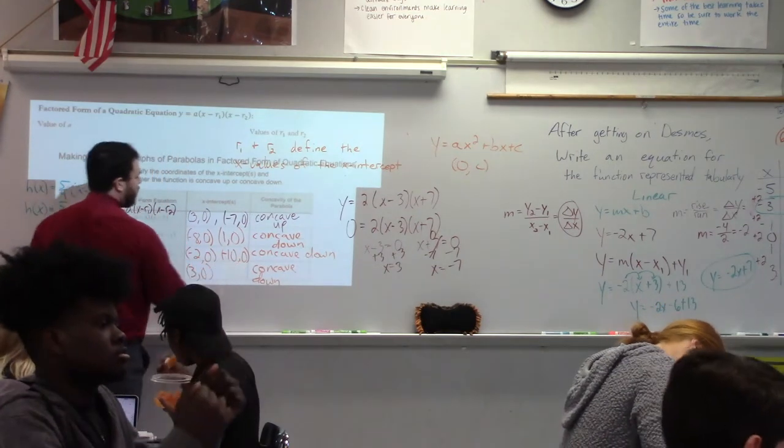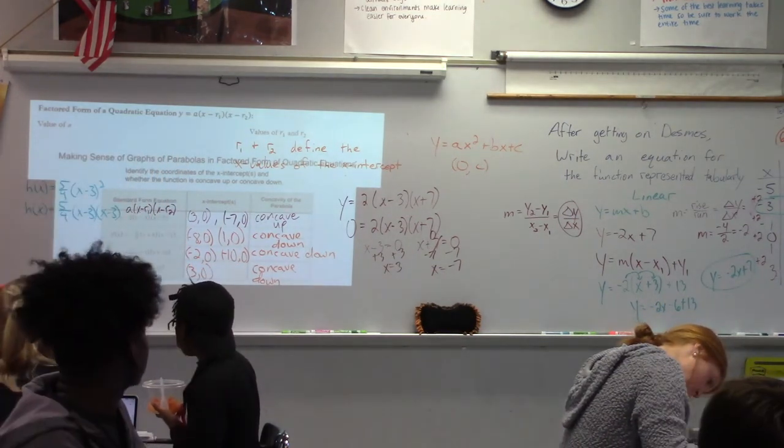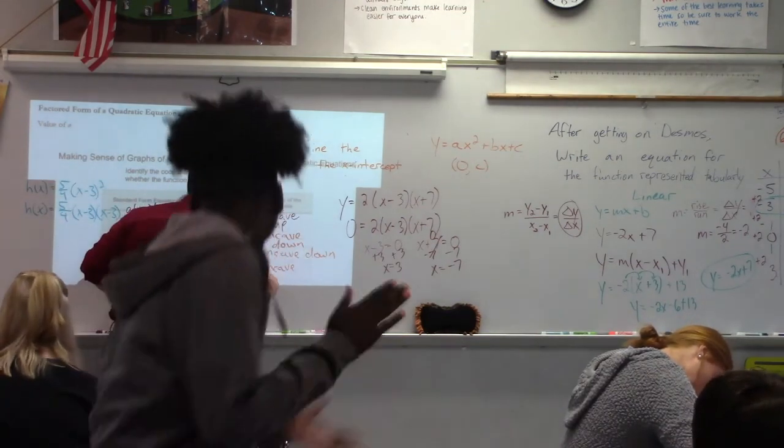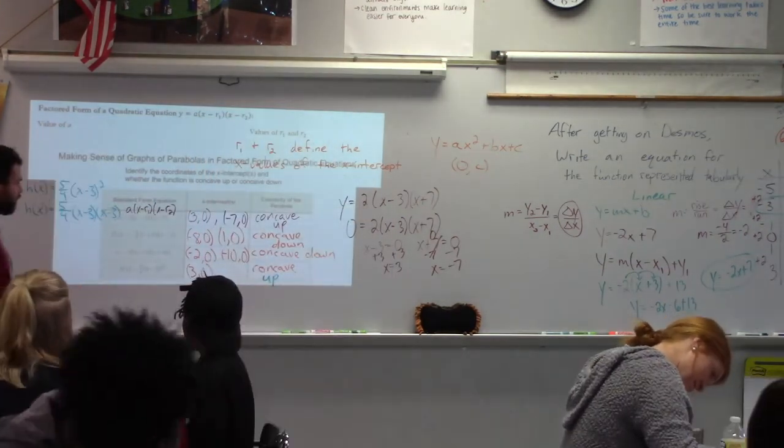How is the fourth one concave down? Because A is positive, it's concave up.